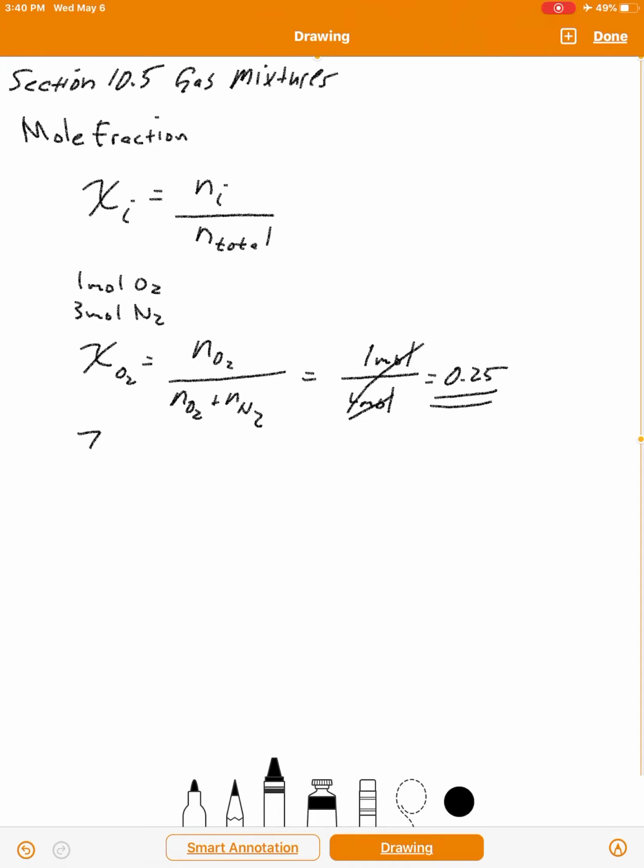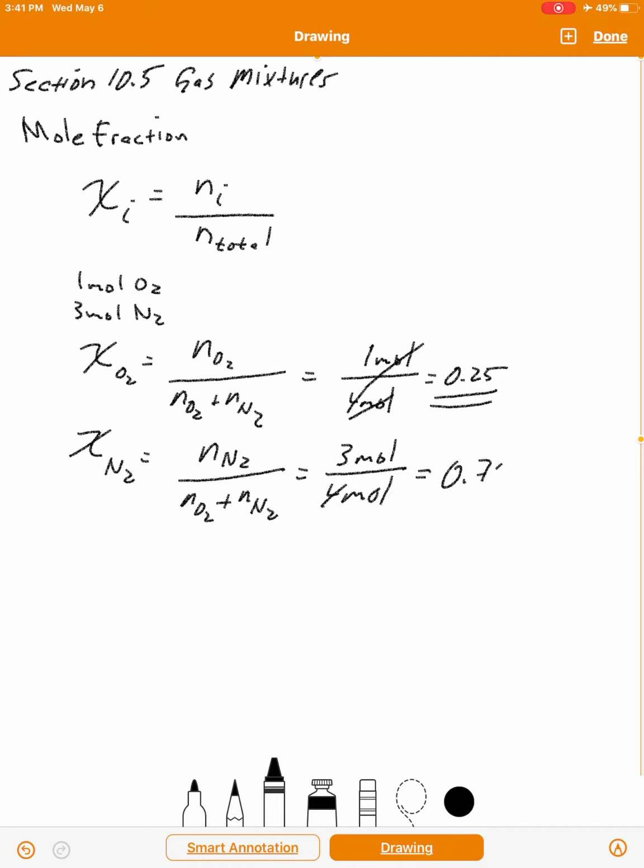Now, what if we wanted to know the mole fraction of N2? Well, that would just be the moles of N2 over the total number of moles. So that would be 3 moles over 4 moles, right? 0.75. Now notice those two add up together to be 1, right? The mole fractions of a mixture of gases should add up to 1, okay?